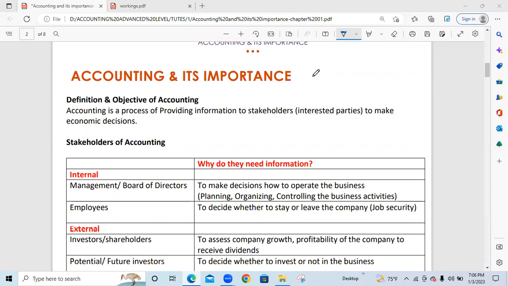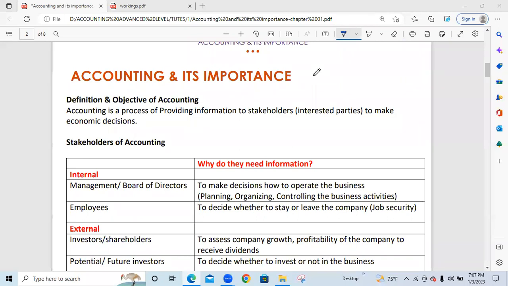So we say, guys, accounting is a process of providing information to stakeholders, so that they can make economic decisions. Then we studied stakeholders: stakeholders are the interested parties in our business, the parties who are interested in our business. We say users, stakeholders, interested parties.